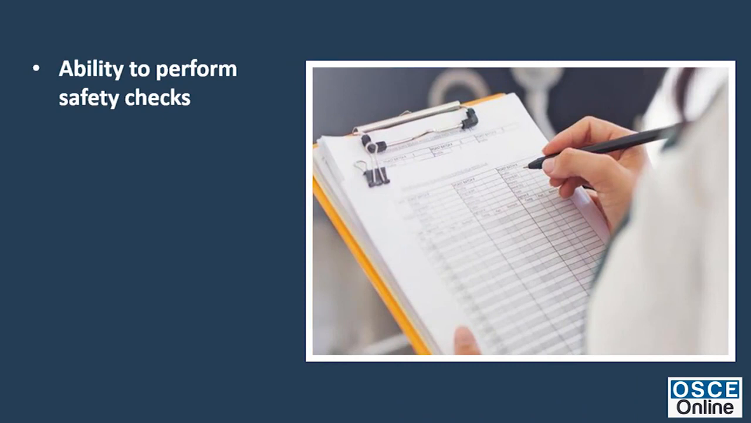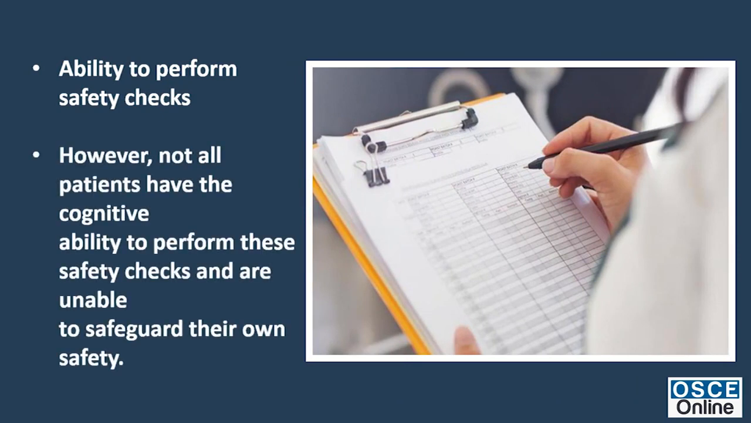Ability to perform safety checks. However, not all patients have the cognitive ability to perform these safety checks and are unable to safeguard their own safety, affecting those with a learning disability or elderly patients with dementia generally. Patients unable to maintain their personal safety rely on nurses to assess their physical environment for risks, plan for safety measures, and evaluate the safety measures put in place.